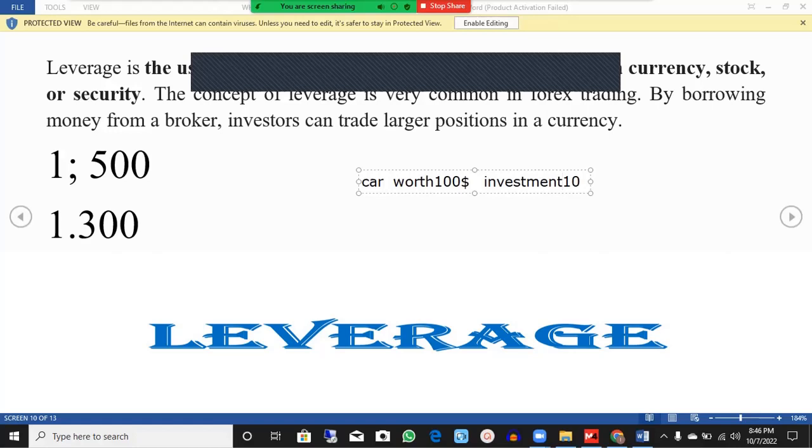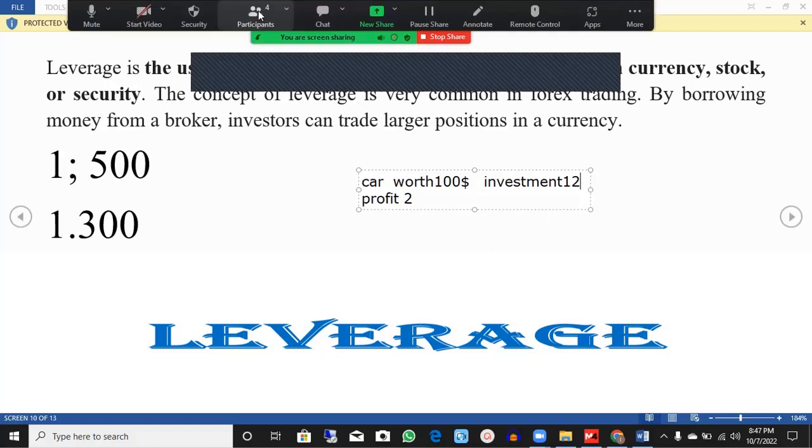Now they give you that car and you start riding. Let's say you go out and pick some clients, also called passengers, and they pay you $2. So you made a profit of $2. Automatically, your investment has increased from $10 to $12. Are you guys following me? Yes, sir. All right.